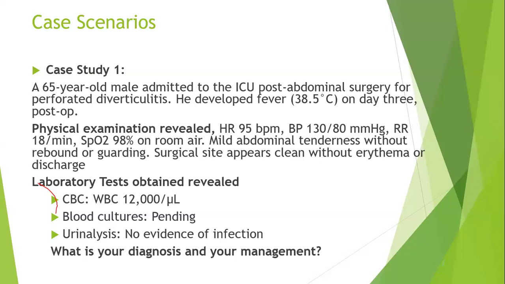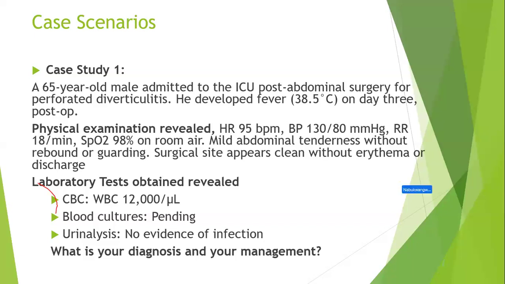Now, a 65-year-old male patient is admitted to the ICU post-abdominal surgery for perforated diverticulitis. He developed fever, temperature of 38.5 degrees Celsius on the third day post-op. Physical examination revealed a heart rate of 95 beats per minute, blood pressure 130/80 millimeters of mercury, respiratory rate of 18 cycles per minute, and is saturating at 98% on room air. On examination, there's mild abdominal tenderness without rebound or guarding. Surgical site appears clean without erythema or discharge.